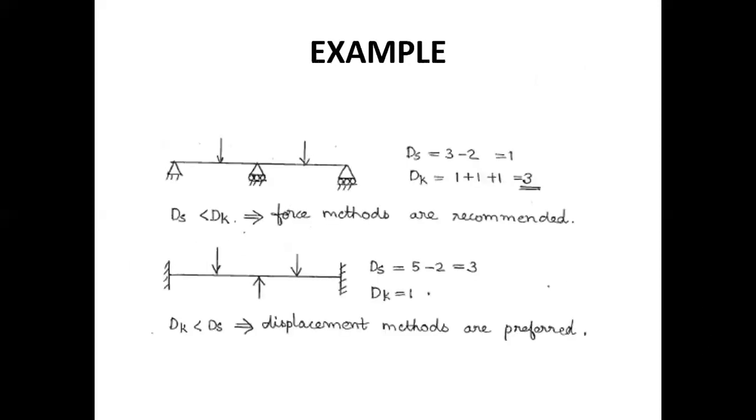Now, this is an example. Here we can see in this case, this is a hinge support, this is a roller support, and this is also a roller support. The degree of static indeterminacy in this case is 3 minus 2.